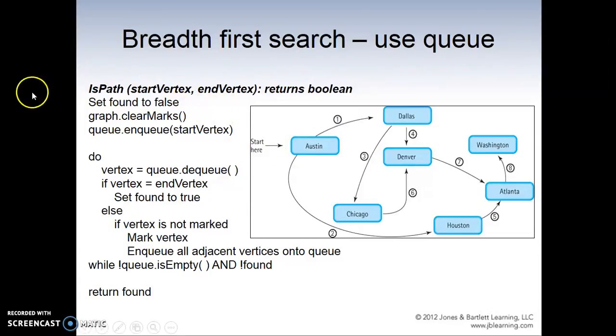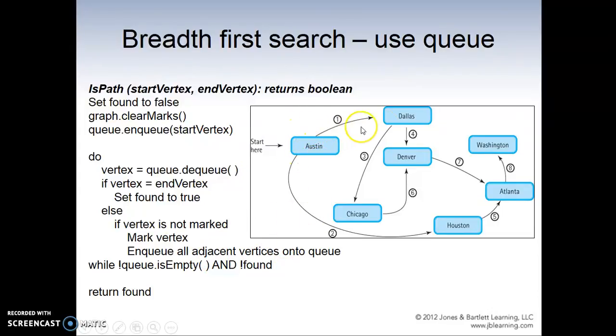So let's look at the algorithm now. Start vertex, end vertex. Same as before, return true. First we clear the marks. We use a queue instead of a stack. Right? We enqueue the start vertex. So with the queue, we start to dequeue the vertex. So for example, Austin, we enqueue Austin, we dequeue Austin. If vertex equals end vertex, no; else if vertex is not marked, mark vertex as visited. Austin visited. Enqueue all adjacent vertices onto the queue.